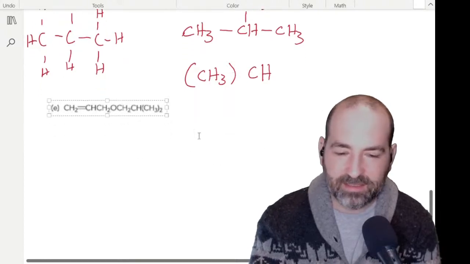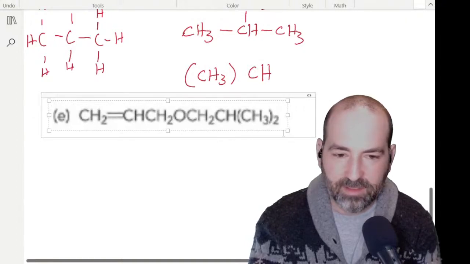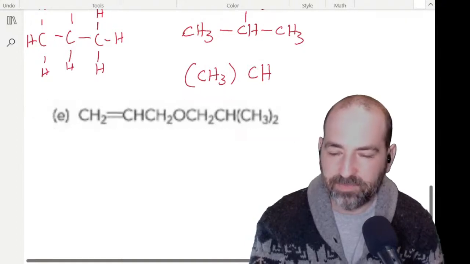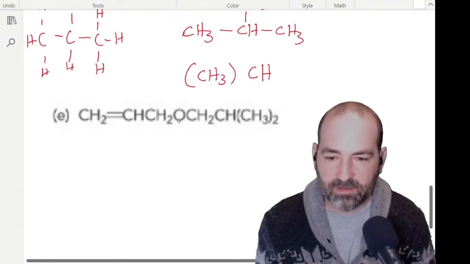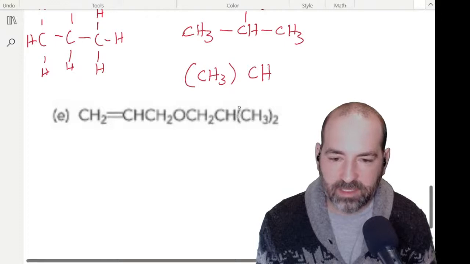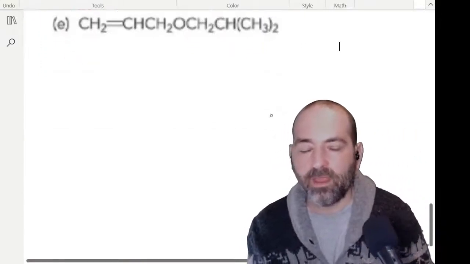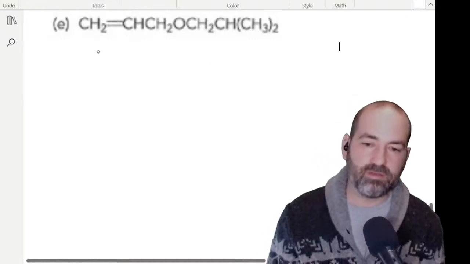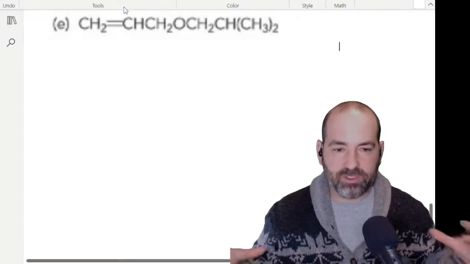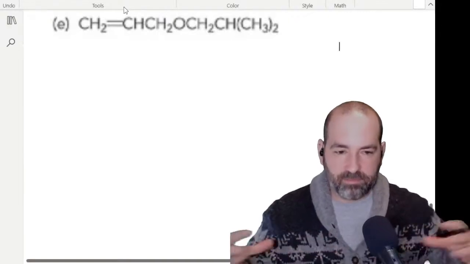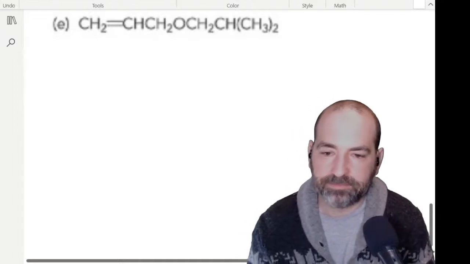All right. So this is one of the ones from the book. It's CH2, then a double bond over to CH, CH2, O, CH2, CH, and then (CH3)2 in parentheses. Okay. So how do we deal with something like this, putting it into a Lewis structure? Well, the first thing I would do is expand it from this super condensed state. I would bring it out a little bit with the lines. So let's do that first.